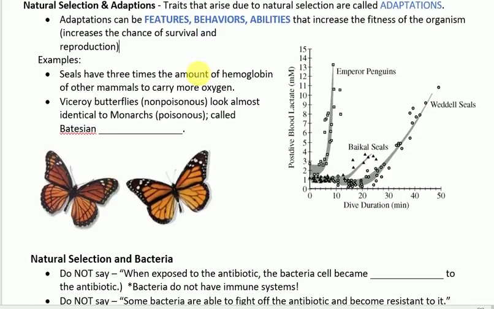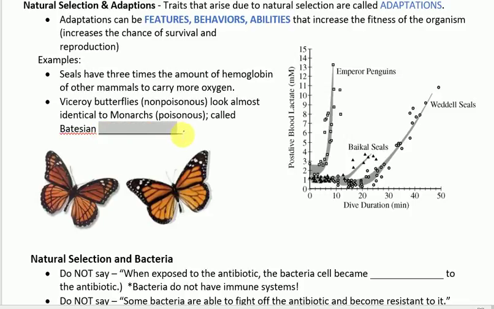So, for example, seals have 3 times the amount of hemoglobin of other mammals, to carry more oxygen. So, if you look at these different kinds of seals, this is their dive duration, and this is their positive blood lactate. So you can see here that these seals, the Weddell seals, they can dive and stay under longer because they have so much more hemoglobin. They can carry more oxygen.